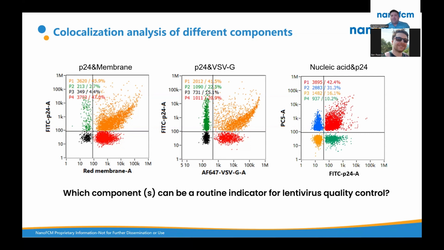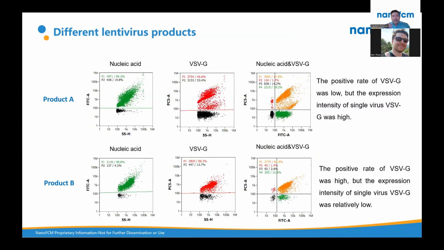And lastly, nucleic acid plus P24, again, the same 42% that we saw, or 45% we saw with VSVG plus nucleic acid, we're finding overlaid in the P24 and nucleic acid too. So these different components can be the routine indicator for your quality control, which is linked to your activity. That's exactly what you can determine by running a correlative study that we'll show an example of later.